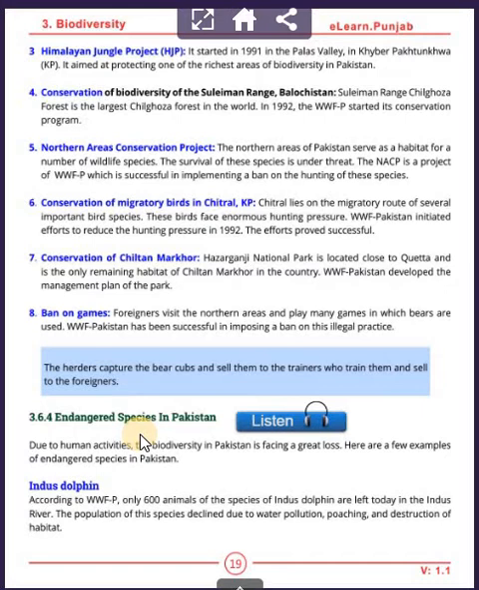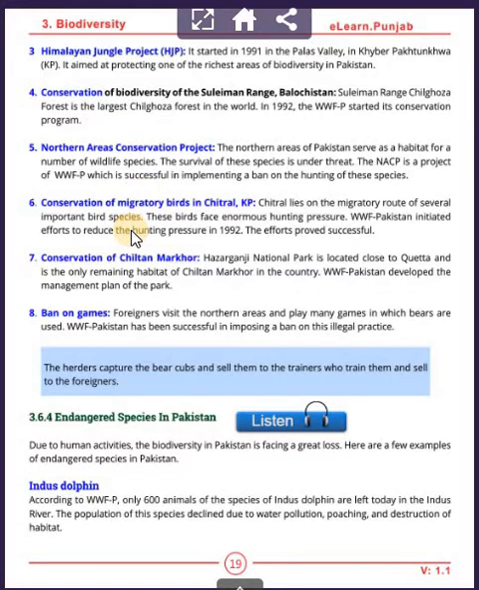Then conservation of biodiversity of the Suleiman Range, Balochistan. Suleiman Range Chilghoza forest is the largest Chilghoza forest in the world. So in 1992, WWF Pakistan started its conservation program to conserve the Chilghoza forest. In the Northern Areas Conservation Project, the northern areas of Pakistan serve as a habitat for a number of wildlife species. So it was also conserved so the wild animals cannot be overhunted.